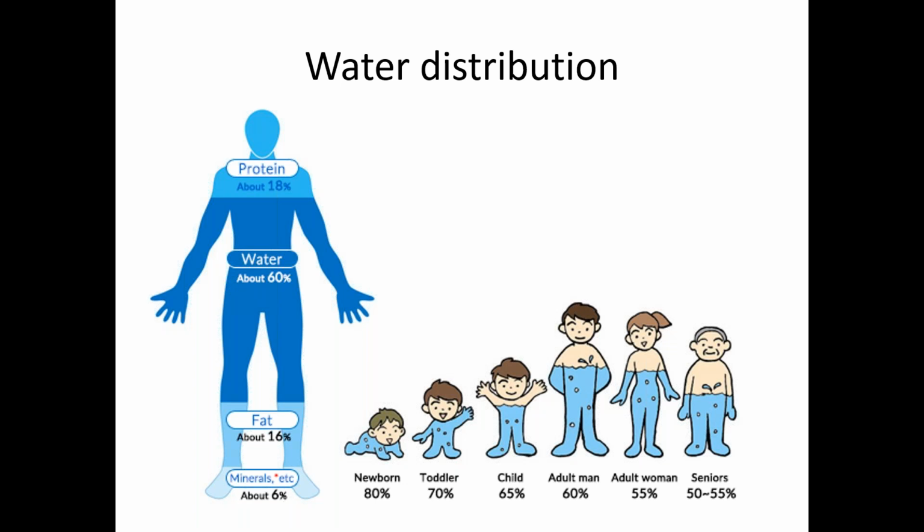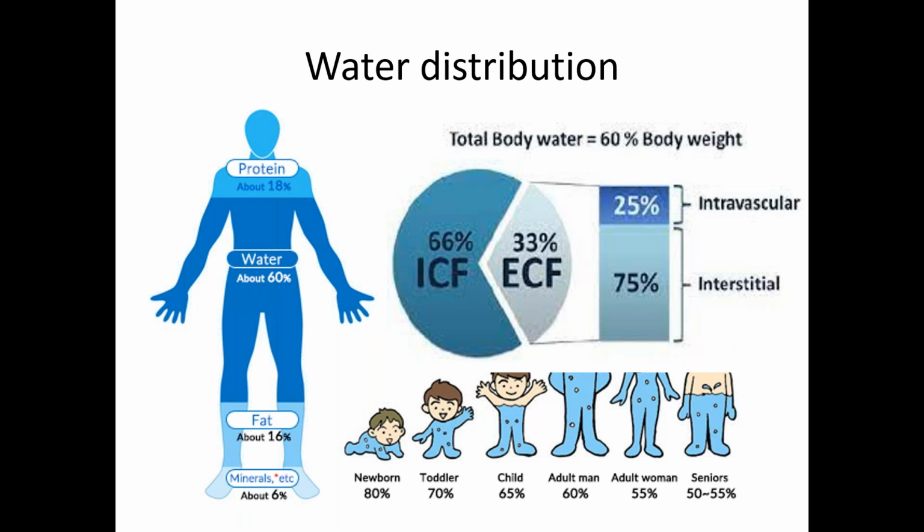Okay, and of the body weight, 2/3 is water, and of this 2/3, 2/3 is intracellular and 1/3 is extracellular. Of this extracellular fluid, again, 1/4 is intravascular and 3/4 is interstitial. When we do a blood sampling, we are only accessing this 1/4 part, and we are taking that as a surrogate marker of what is happening elsewhere.